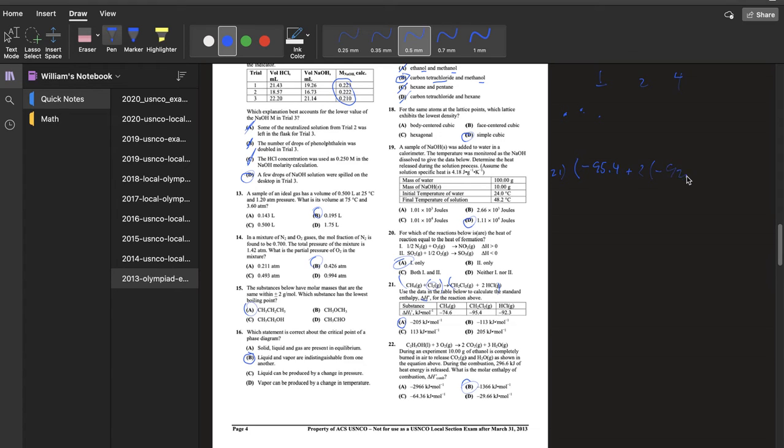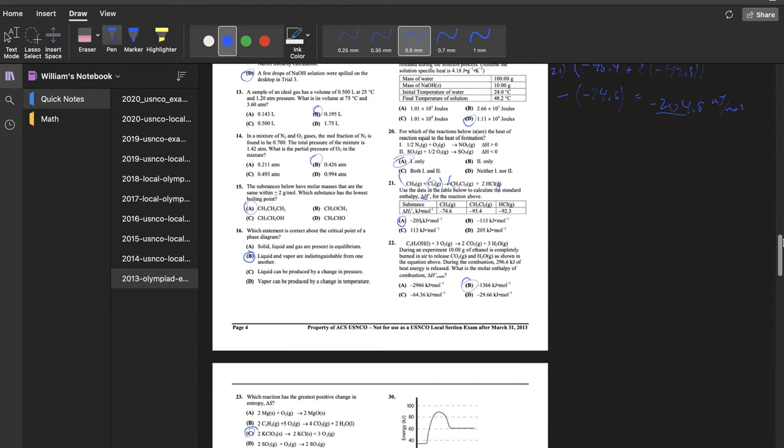So, this is essentially our setup. Those are the products, that's the minus, and we only have to consider methane. And that comes out to this value. If you apply sig figs, then A.